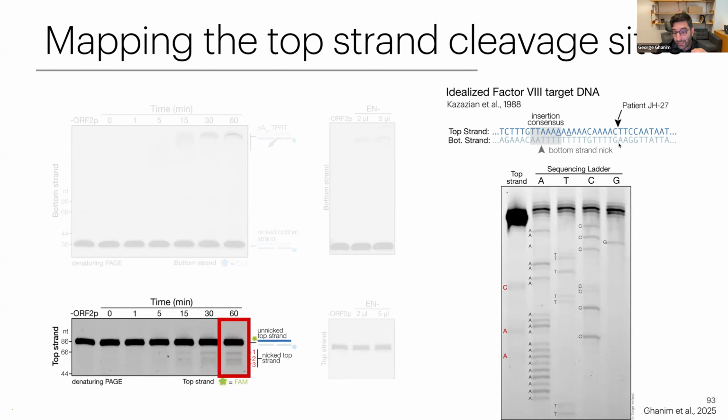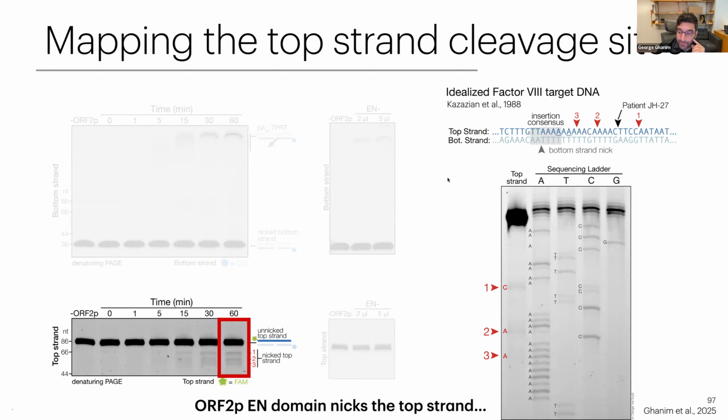So we went ahead and mapped these cleavage sites by Sanger sequencing. And you can see that the first cleavage site is here, the second cleavage site is here or here, and the third is here. So they're different from what was observed in vivo in the patient. So overall, we find that ORF2P is nicking the top strand, and it seems very likely that it's carrying out second strand synthesis. It seems to be positioning the nucleic acid, particularly of the second primer region, such that it can rapidly switch to the second part of the reaction where it does second strand synthesis.